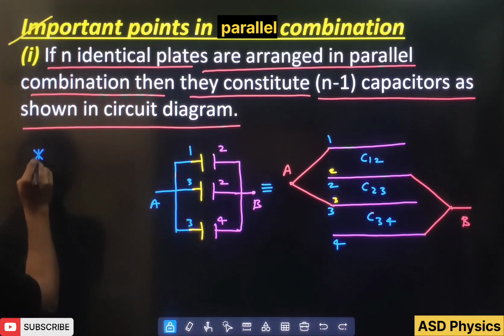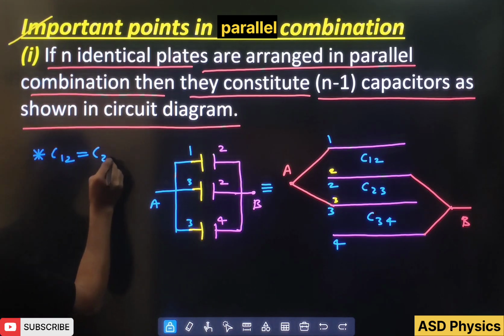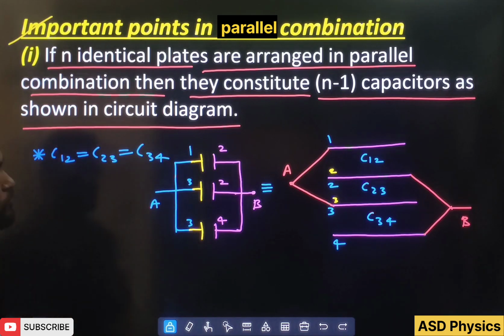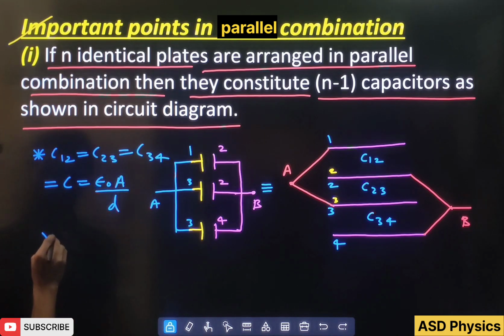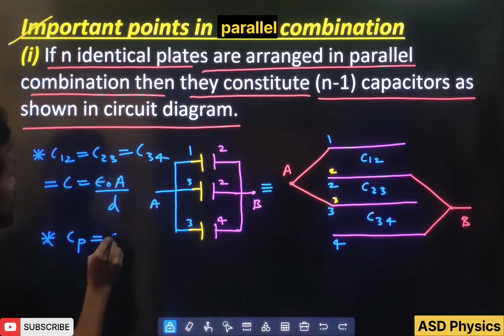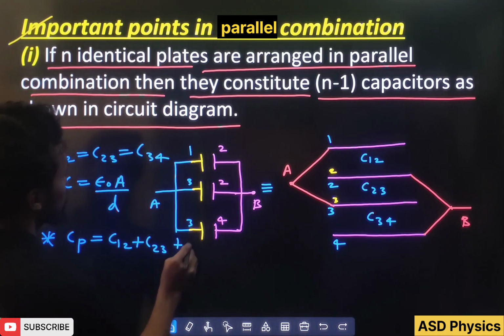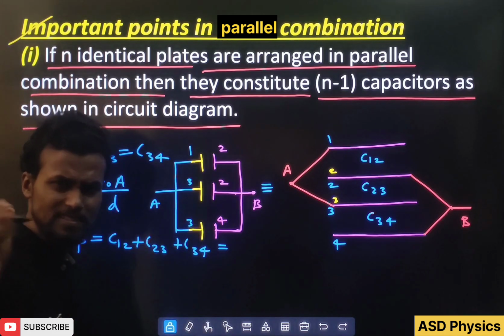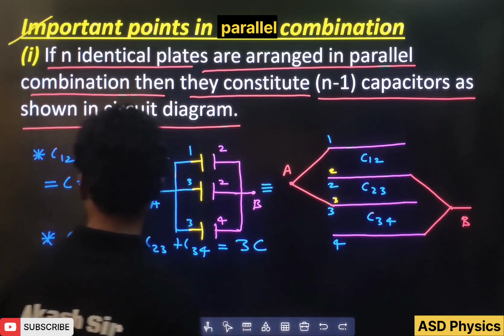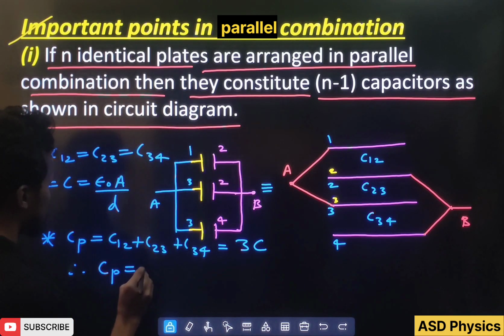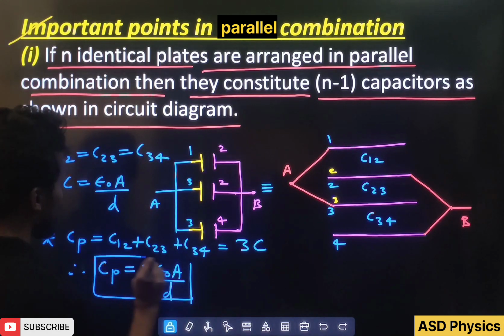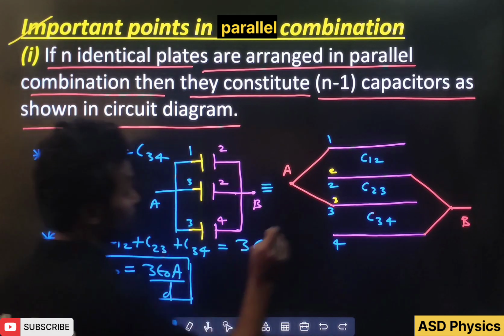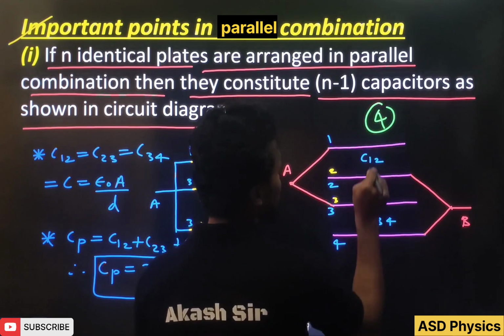So what we can write here: whether I write C12, C23, or C34, 1, 2, 2, 3, 3, 4, all these values will be C, that is epsilon naught A by d. And next, for the parallel combination, Cp equals C12 plus C23 plus C34. All are identical, C plus C plus C, that means 3C. So hence students, we can write that Cp is given by 3 epsilon naught A by d. Just think, how many plates are there? Plates are 4. You count 1, 2, 3, 4.